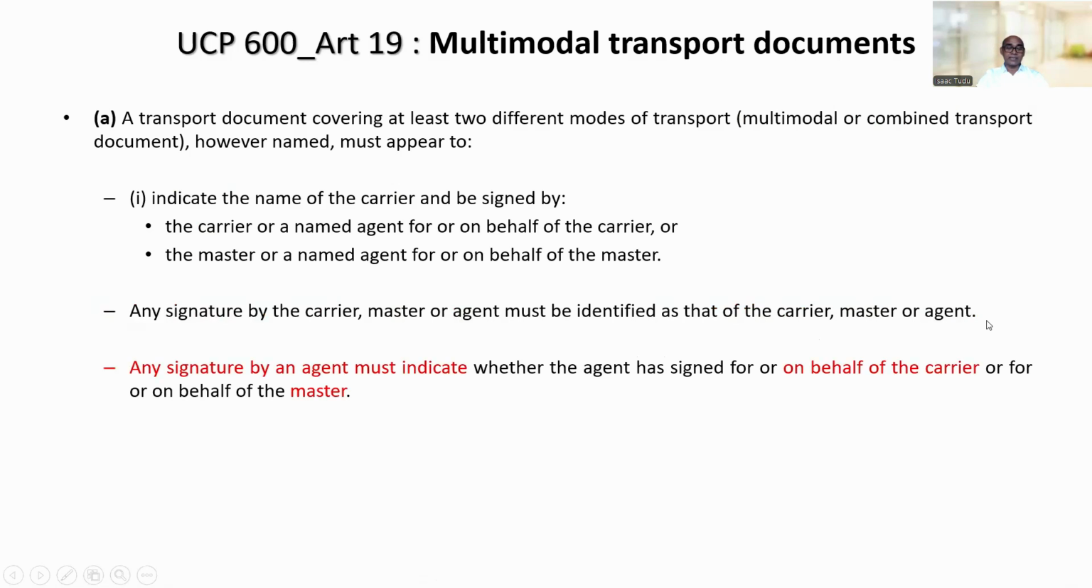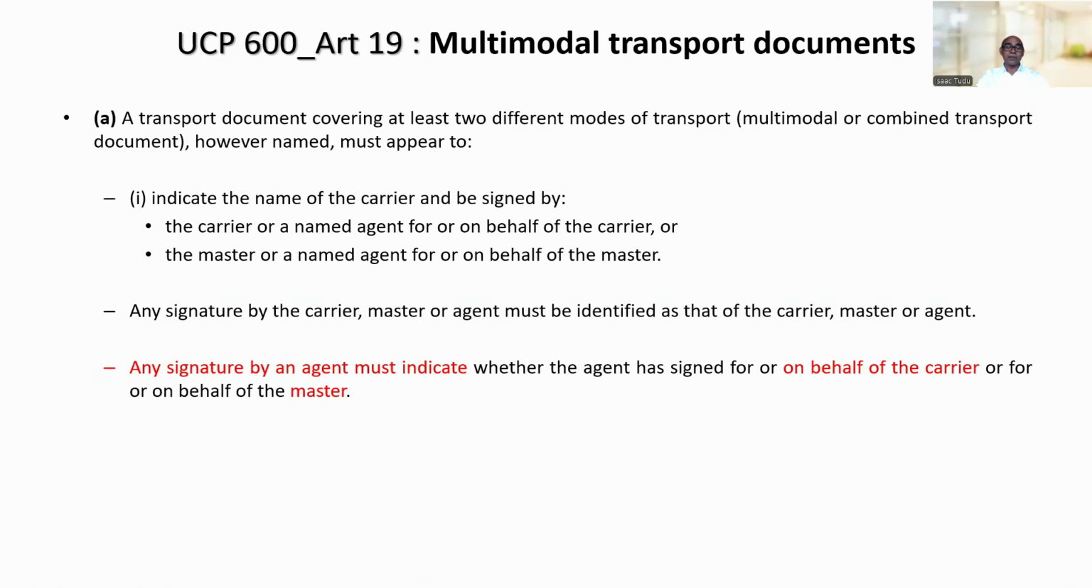If an agent signs, the signature must clearly show that it is the agent signature and must specify whether the agent is signing for or on behalf of the carrier or master. When agent signs a multimodal transport document for or on behalf of the carrier, the agent is to be named and in addition to indicate that it is signing as agent for, maybe in this case we have taken the example ABC Company Limited, the carrier, or agent on behalf of ABC Company Limited, the carrier, or words of similar effect.